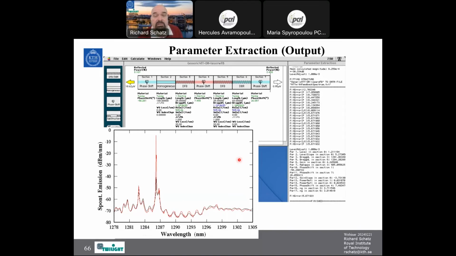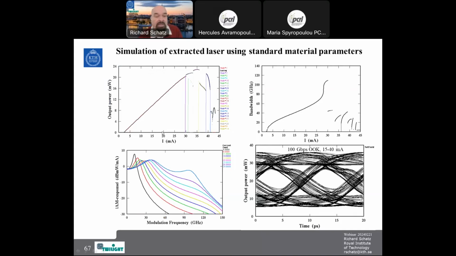And then I could extract all parameters. And without doing anything else, I just kept the normal standard material parameters for the laser. I then looked at how the laser worked, and indeed I get photon-photon resonance here. I could reproduce the 100 gigabit per second on-off keying here, and thermally the behavior is also similar. So doing parameter extraction from measured spontaneous emission spectra is quite a powerful way to see what you really have fabricated.